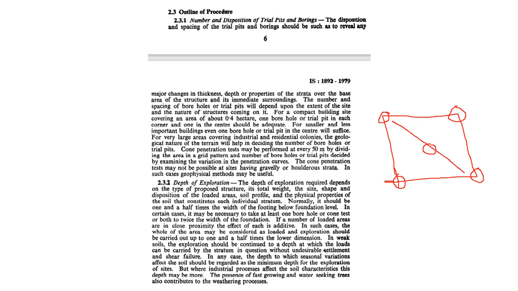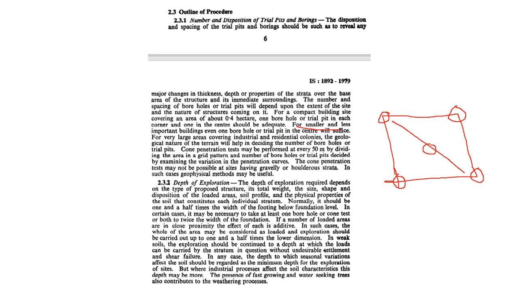And then next is for smaller and less important buildings, even one borehole or trial pit in the center. Okay, so for less important buildings, you might just take one borehole to understand the soil profile, and that's it. You will just carry on with your design. Next, for very large areas covering industrial and residential colonies, the geological nature of the terrain will help in deciding the number of boreholes or trial pits.